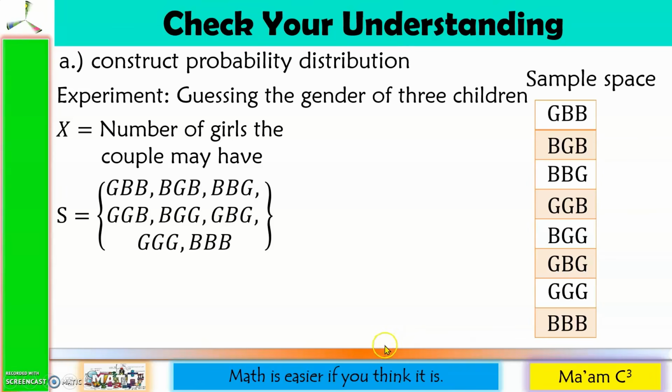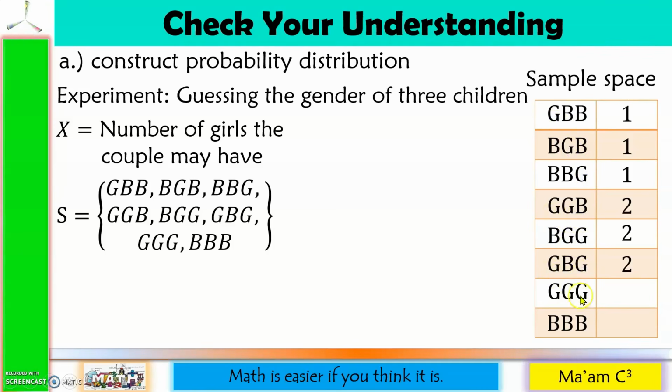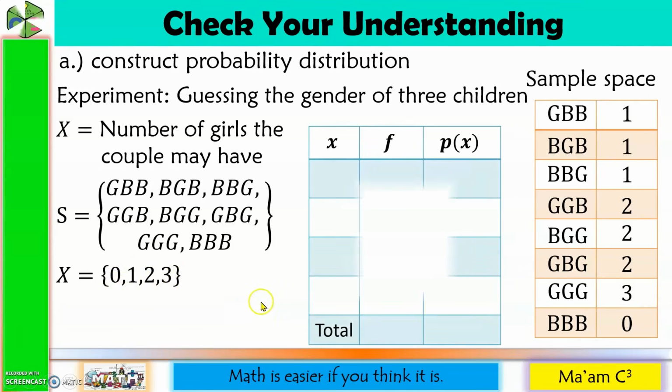Now, for the random variable, let us determine how many girls are there in each sample point. So here we only have 1 girl, 1 girl, 1 girl, 2 girls, 2 girls, 2 girls, 3 girls, and no girls. The possible values of our random variable are 0, 1, 2, and 3, meaning no girls, 1 girl, 2 girls, 3 girls. Now let us construct our probability distribution table. So our X are the possible number of girls, so 0, 1, 2, and 3.